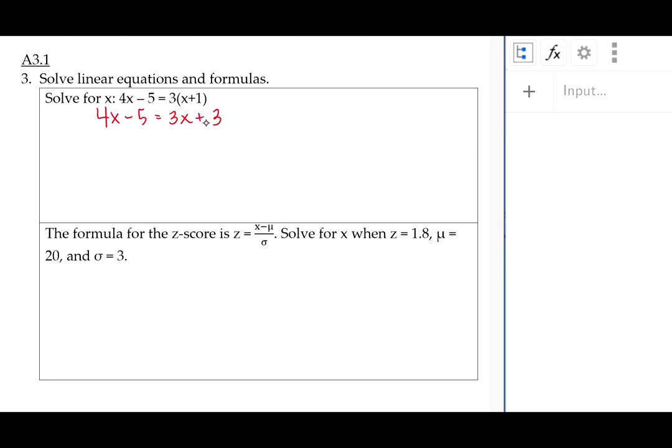Next, I want to combine like terms. I want to get those x terms together. So I'm going to subtract 3x from both sides. Remember, you have to do the same thing to both sides of the equation.